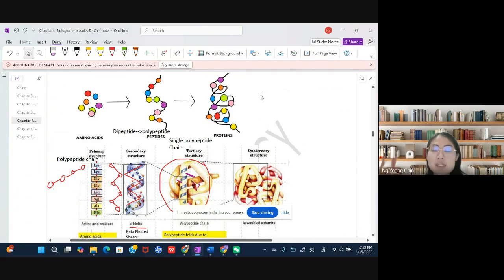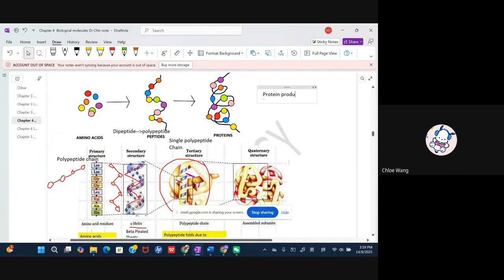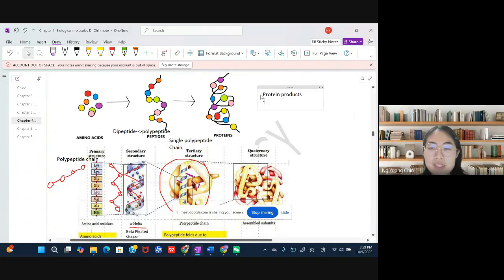So Chloe, can you give me an example of a protein product that is produced in our body? Take for example something like the enzyme. You heard about enzymes, right? Yeah, and also hormones, and the antibody. Those are protein products, examples of protein products which are produced by our body cells.